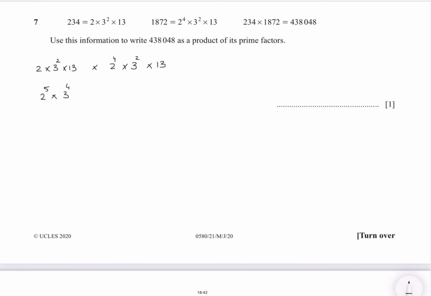So 2 power 5, 3 power 4, 13 power 2. So these are the product of the prime factors of 438048.